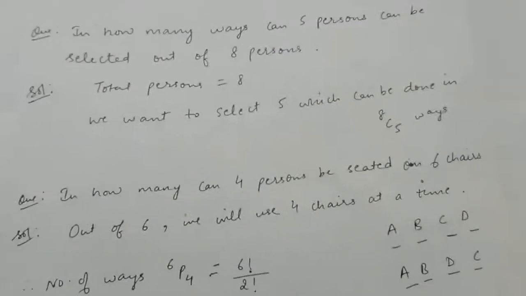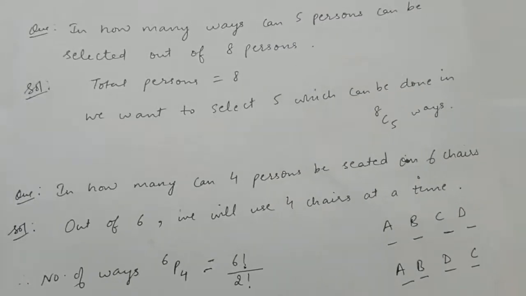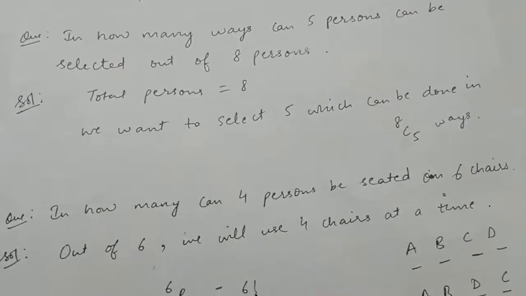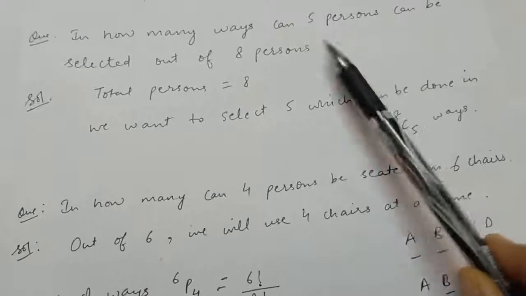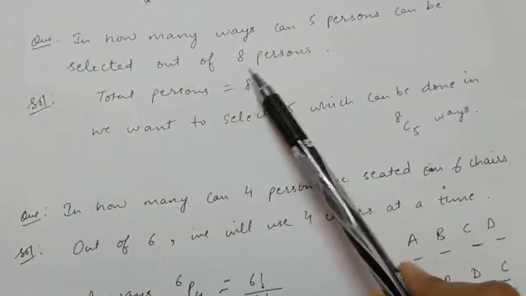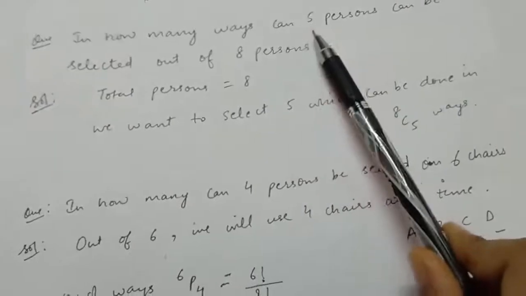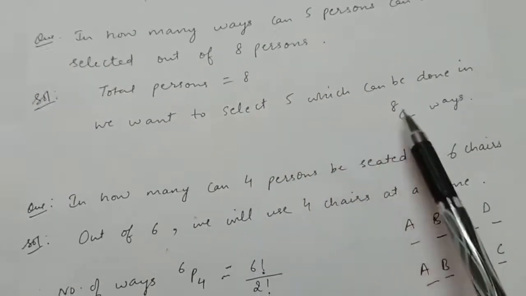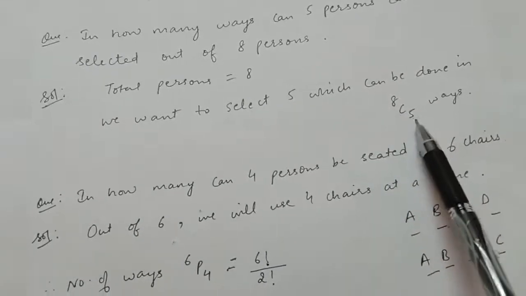Now the question is how to apply, and you have to understand whether we have to apply permutation or combination. Now see, the question says in how many ways can 5 persons be selected out of 8 persons? So out of 8 we have to select 5. So for selection we need combination. So it can be done in 8C5 ways, because out of 8 we are selecting 5 at a time, right?